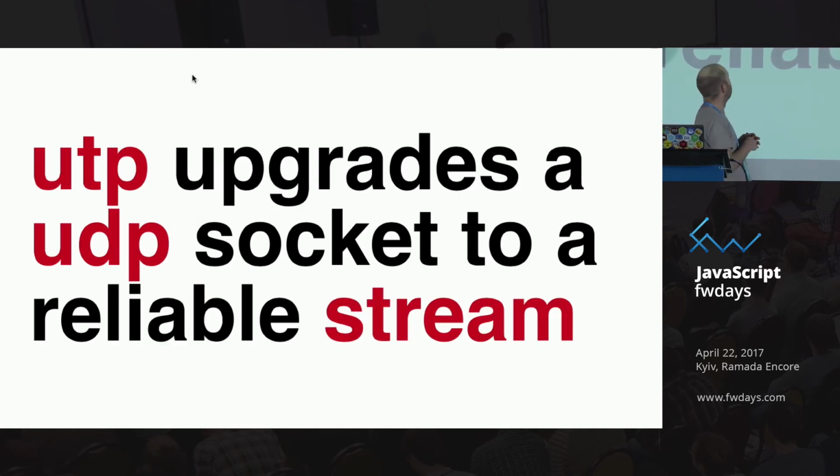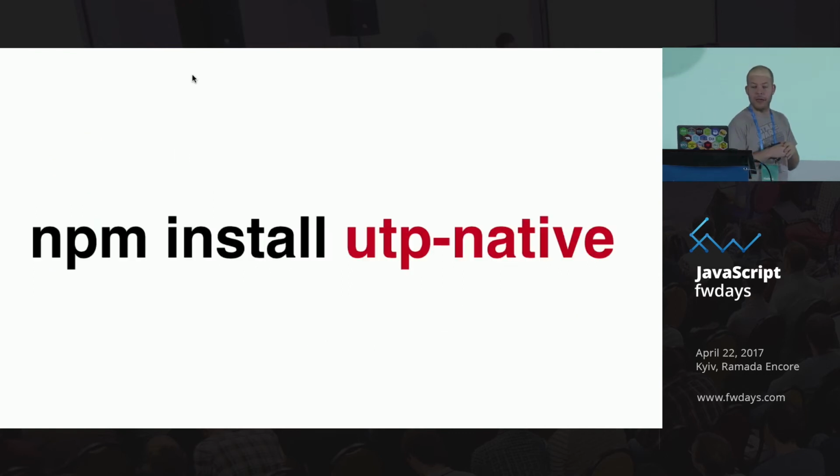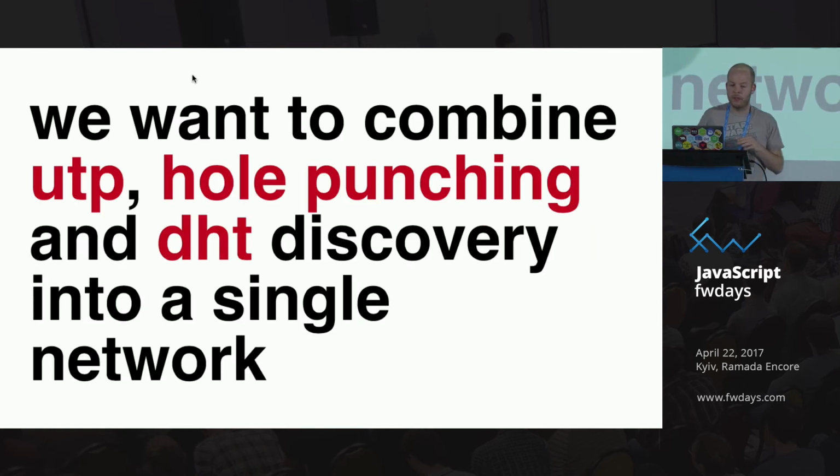So you can use something called UTP. It's very confusing for people who don't speak English that somehow they chose to name all these things the same three-letter combination, but switch out T's and D's, which to me sound the same. But UTP is something that upgrades a UDP socket to a reliable stream. It's like a TCP connection, basically. It basically turns UDP into TCP. And I wrote bindings for this. It's called UDP native, and you can use it today if you just install it.